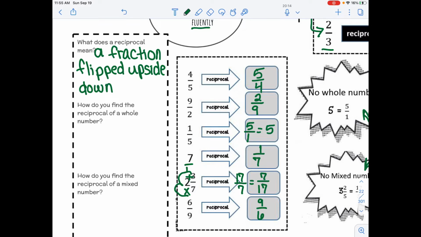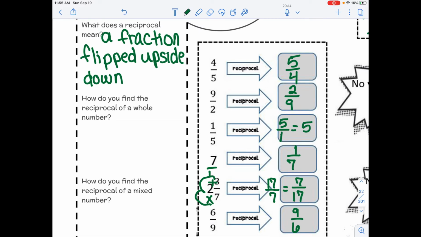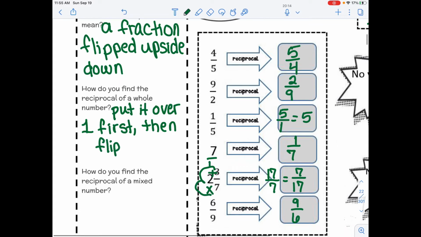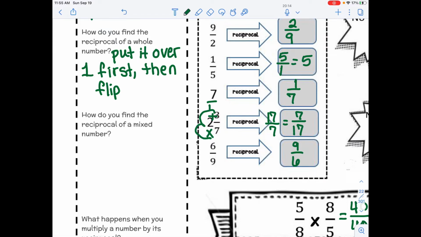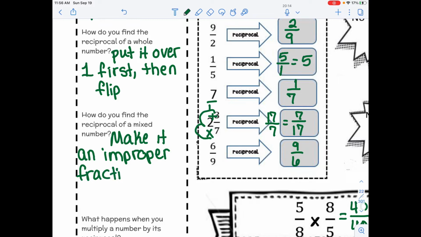Okay, next question. How do you find the reciprocal of a whole number? Well, remember how we make a whole number a fraction? First, you put it over 1. Then flip the fraction. So put it over 1 first, then flip. All right, next question, Rams. How do you find the reciprocal of a mixed number? Well, remember what we did to the 2 and 3/7? We had to make it an improper fraction first, then flip.